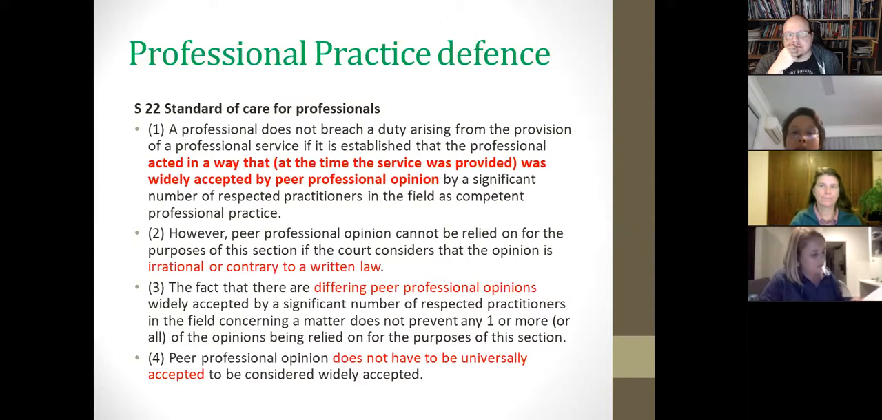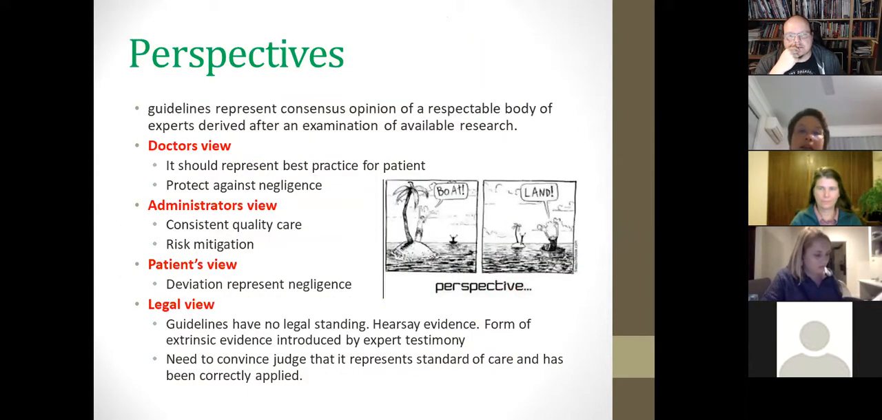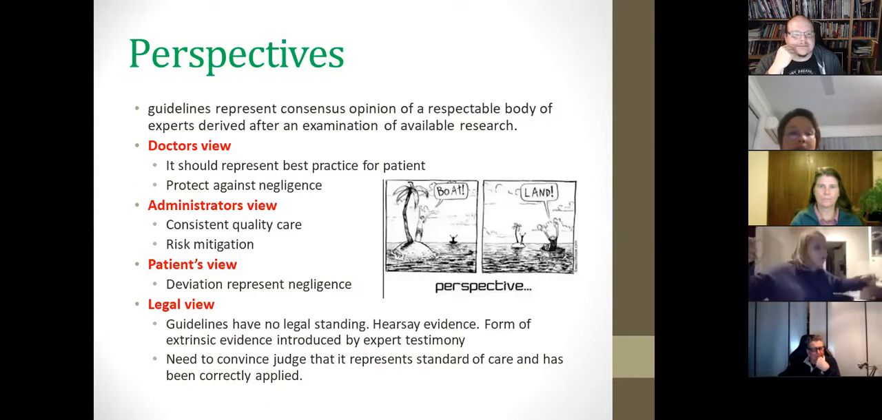guard against liability? Okay, so it has to be something that is widely accepted. It must not be irrational, although there may be different opinions. Okay, so as you can see, the doctors think it's best practice and it will protect against negligence. The administrators think that's good, if everyone would do the same thing, and there's actually more risk mitigation. And the patient's view, actually, they would think that that's what was supposed to be done to me, and if it wasn't done, then something went wrong.